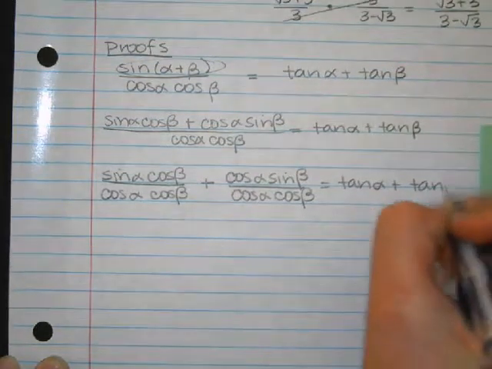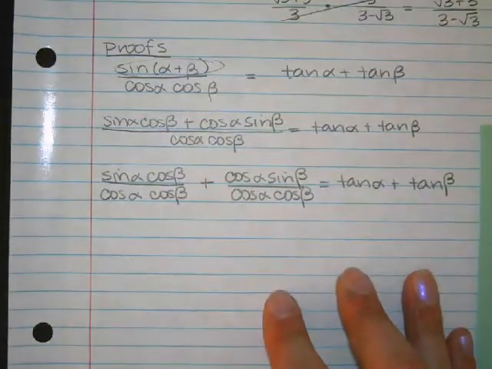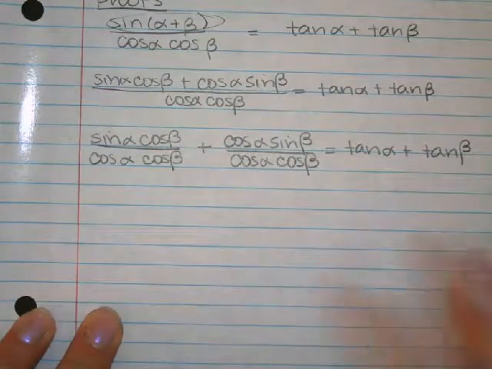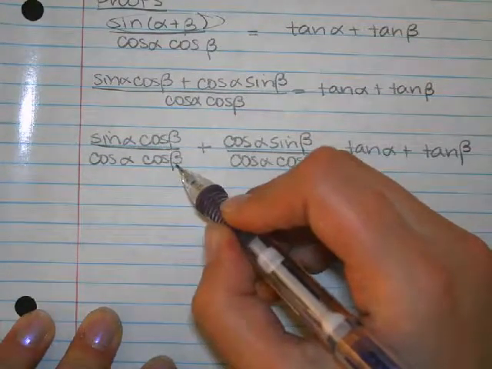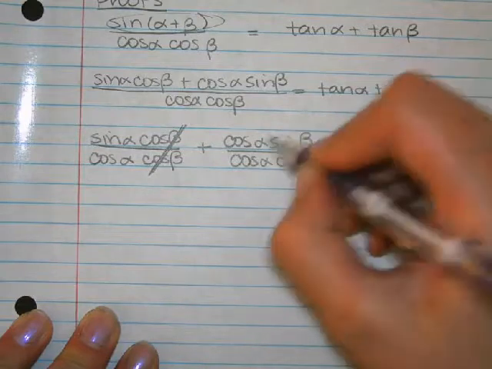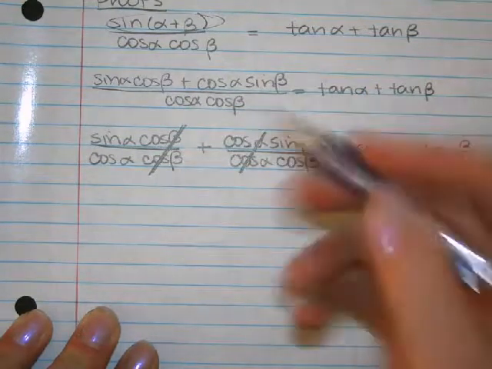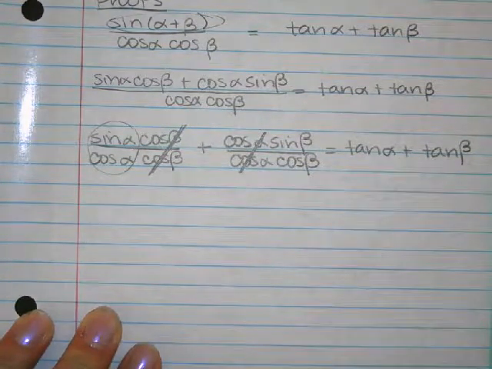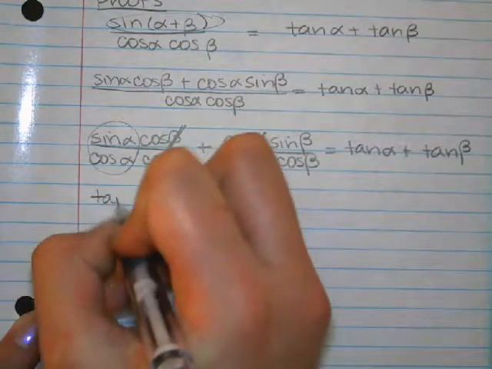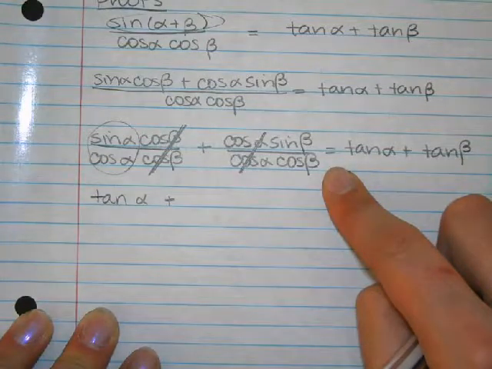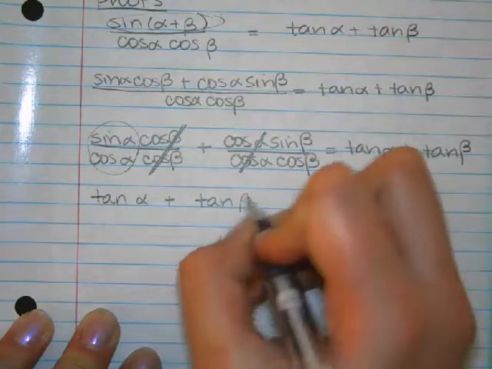It looks a lot worse than it is. You'll see it in a second, maybe. Yeah, there's some canceling. Anyone see the canceling? The cos beta. Okay, so cos beta on top, cos beta on bottom, right? Those cancel. What else? The cos alphas. So we are left with sine alpha over cos alpha, which is tan alpha. And we have sine beta over cos beta, which is tan beta. Ooh, and we're done.